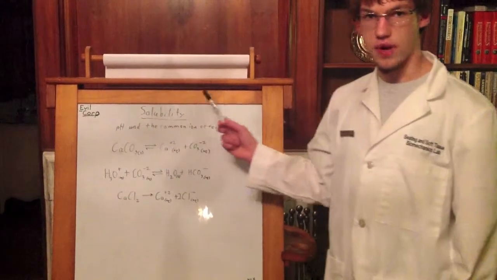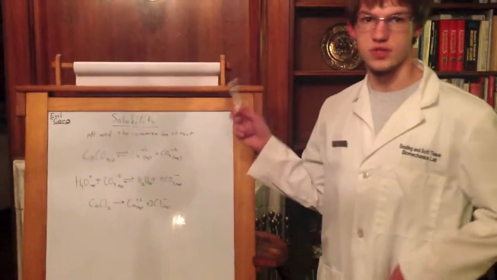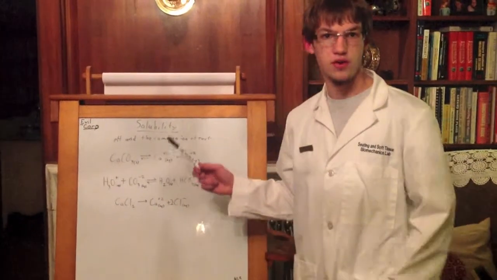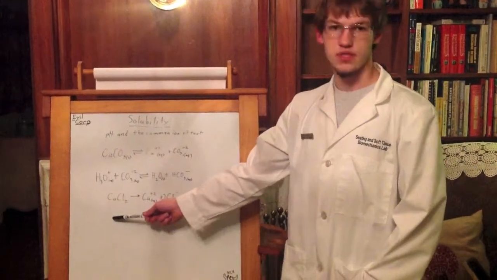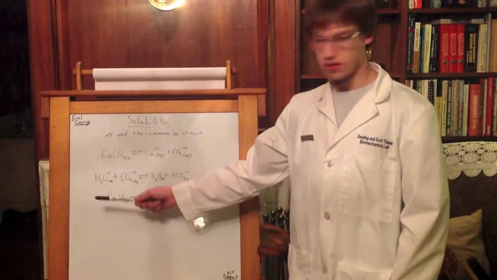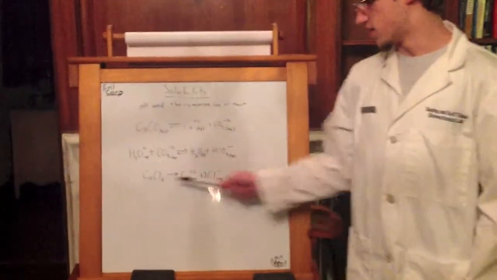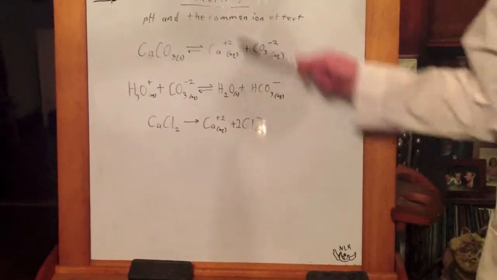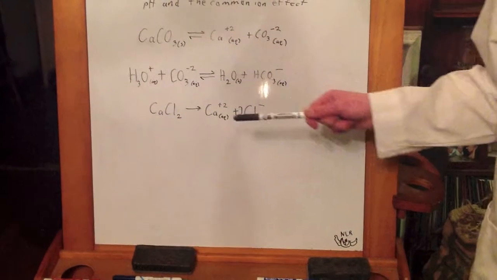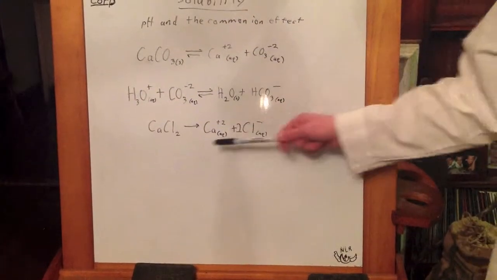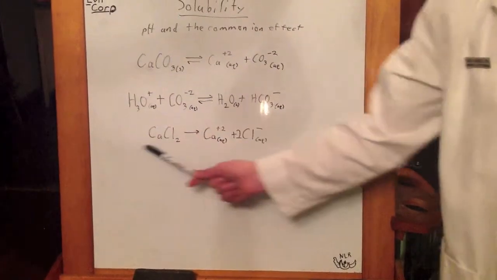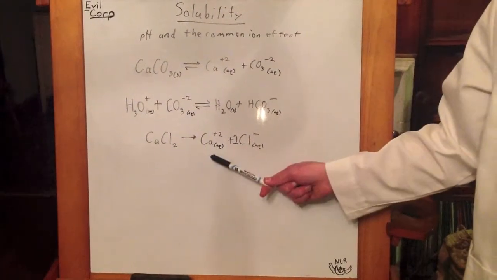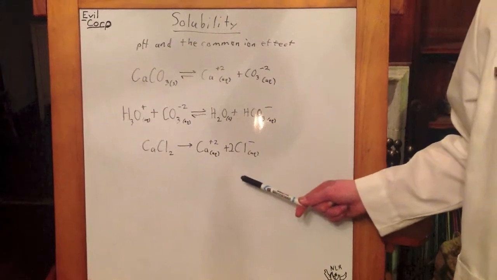The common ion effect does almost exactly what the name says it does. It involves another set of ions dissociating, one of which shares a common ion with, in this case, the calcium. Seeing as how we have calcium chloride here, which completely dissociates into calcium and chloride ions.